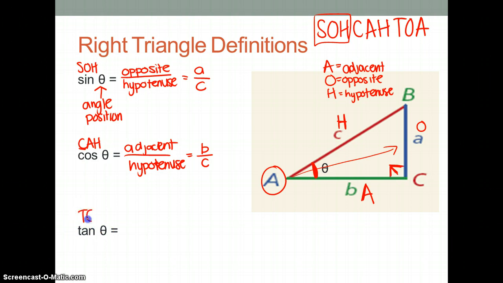On the last one, tangent, that's where the TOA, the last part, comes in our mnemonic device. It's the opposite side of the triangle divided by the adjacent side. So the opposite side from that angle would be A. The adjacent side would be B. So those three ratios, we define them using SOHCAHTOA as our helper to figure out what ratio we are talking about.